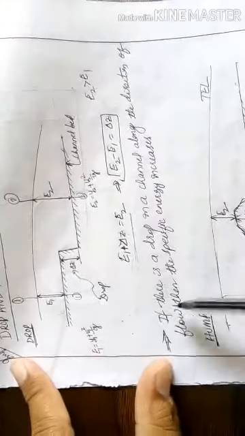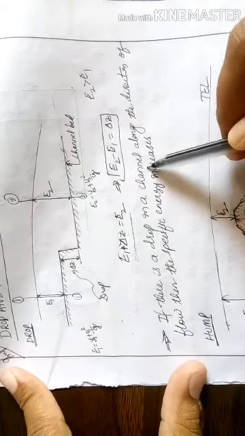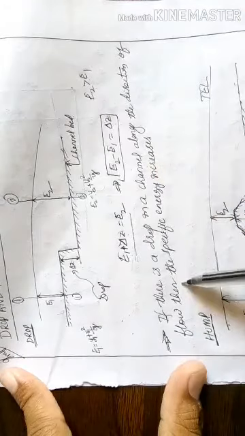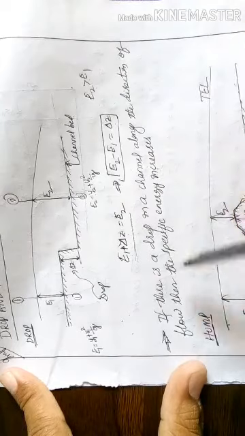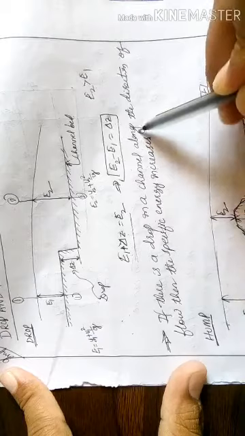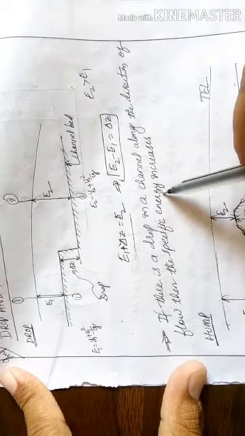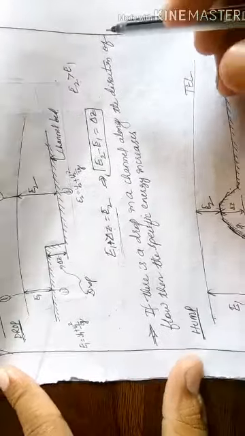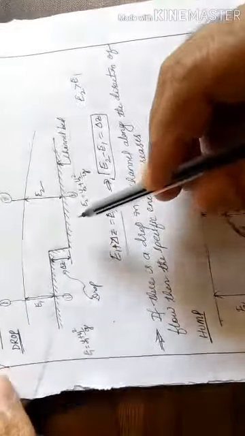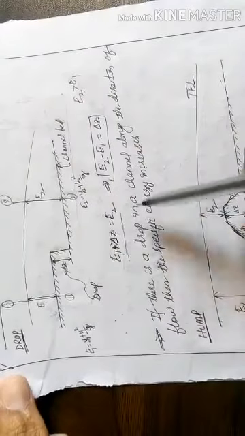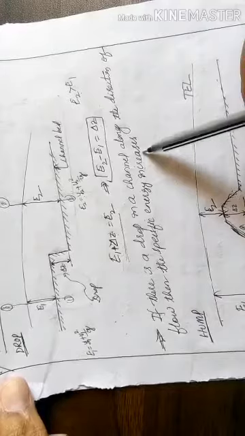So what we can conclude here: if there is a drop in a channel along the direction of flow, then the specific energy increases. With this figure you can understand this one. So if there is a drop in a channel along the direction of flow, then the specific energy increases.